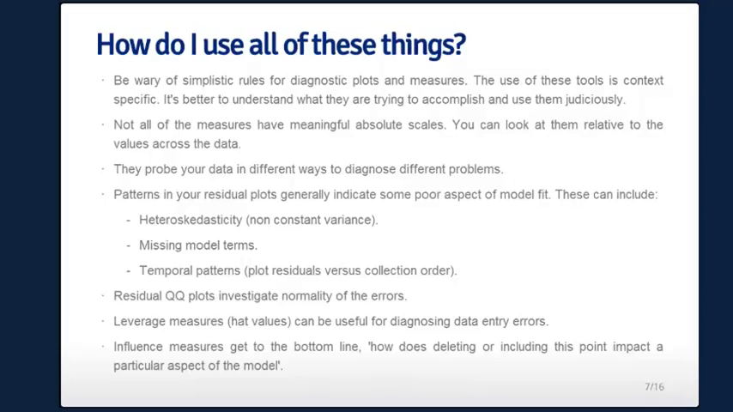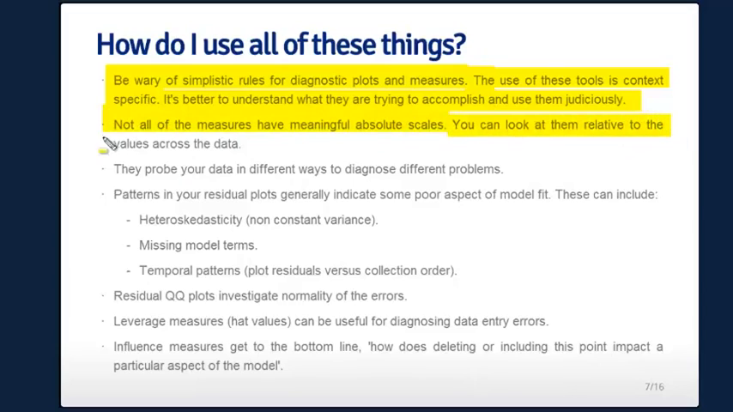And the number one rule, I would say, is be wary of simplistic rules for diagnostic plots and measures. I prefer to think of these tools as being context specific. So what I would hope everyone in this class would do is understand what the tools are trying to accomplish and use them judiciously and smartly. A very important point is not all the measures have meaningful absolute scales. So you might want to compare certain measures of outlierness or influence across different data points, but you don't want to compare them across data sets.